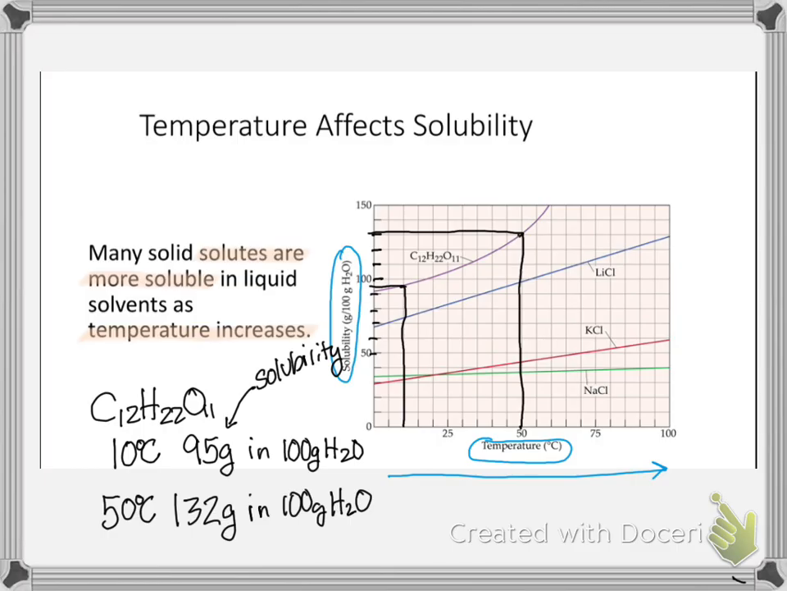I do find it interesting, before I go to the next slide, just looking at sodium chloride. Notice that sodium chloride, which is table salt, hardly at all increases the solubility as you increase temperature. It's barely rising. So temperature doesn't have a huge impact on the solubility of sodium chloride. Different solids will have variations in that.